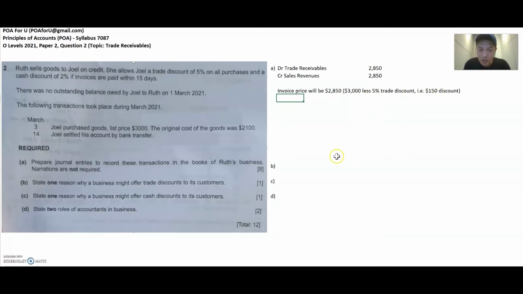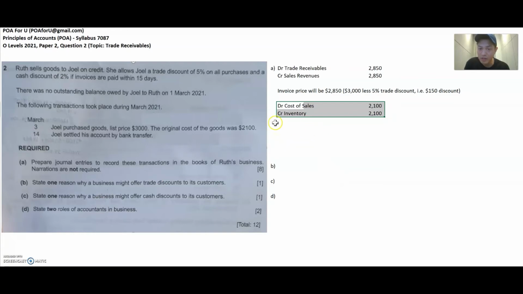Now, for the second part of the journal entry, they've given us the cost of goods sold value. So therefore, it implies that we have to do this journal entry as well. We have to debit cost of sales and credit inventory. Now, this effectively transfers your inventory from the statement of financial position to cost of sales in the statement of financial performance. So your inventory goes down and your cost of goods sold goes up.